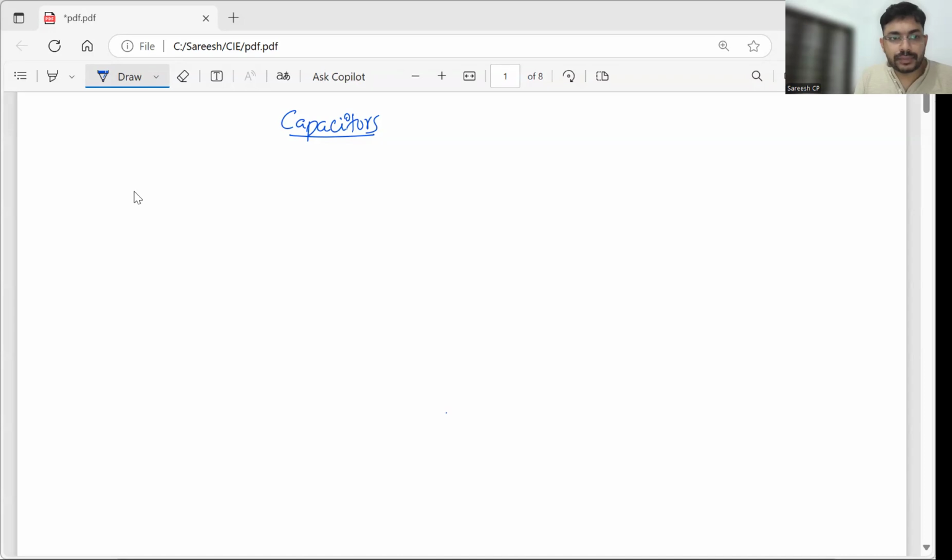So first of all, what's a capacitor? When we talk about a capacitor, we can all make a capacitor. Capacitors are something which is used to store electrical energy.